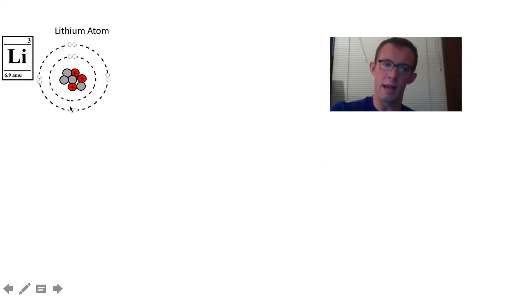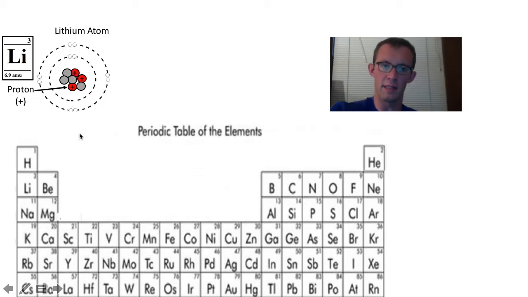So this here is a lithium atom. These red things with the positive sign inside them are protons, which have a positive charge. So the number of protons is what makes this a lithium atom. The number of protons an atom has determines its elemental properties. If an atom has one proton, it would be a hydrogen atom. If it had two protons, it would be a helium atom. And if it had three protons, it would be a lithium atom. And so you can see the atomic number of an element just represents its number of protons.